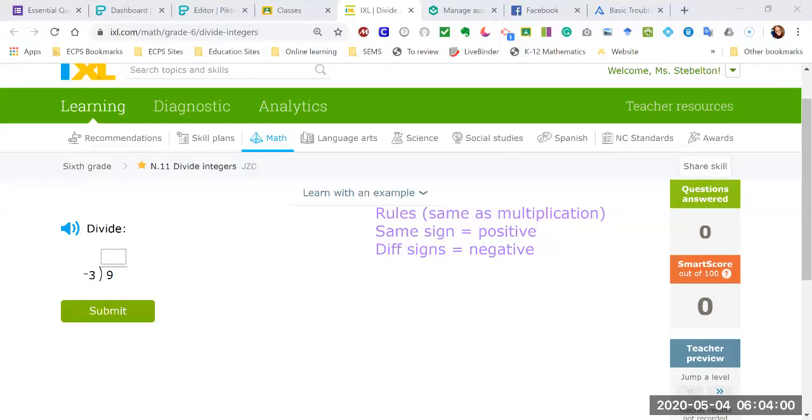So as I look at this problem, I'm already noticing that they have different signs. So I know my answer is going to be negative. I'm going to go ahead and put that negative sign there. Okay, and then 3 goes into 9 3 times because 3 times 3 is 9. And that should be my answer.